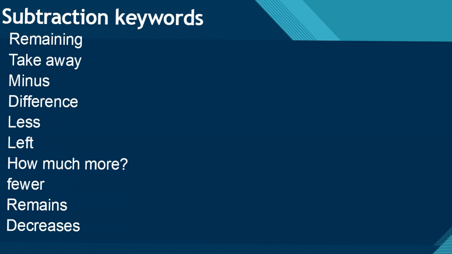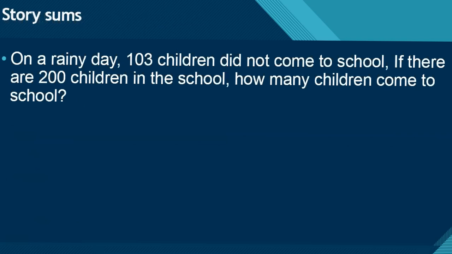So simply we'll see with an example, the first story problem. On a rainy day, 103 children did not come to school. If there are 200 children in the school, how many children came to school on that day? See, there is no keyword that is coming. Okay. So simply you need to understand.